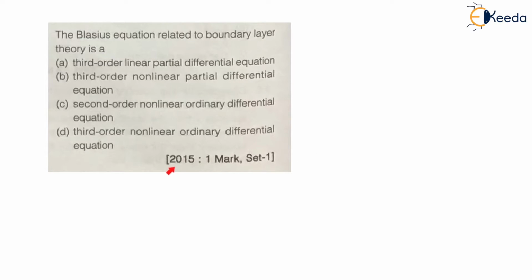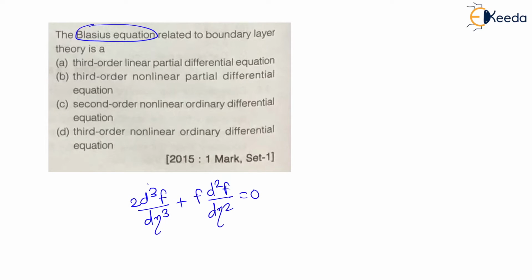The next question, which was asked in GATE 2015 for 1 mark in set 1: the Blasius equation related to boundary layer theory is. Now, first of all, let us understand this Blasius equation. This Blasius equation is nothing but 2 d3f divided by d eta cube plus f d2f divided by d eta square is equal to 0. This is called the Blasius equation. Here you can see it is a third order equation, right?